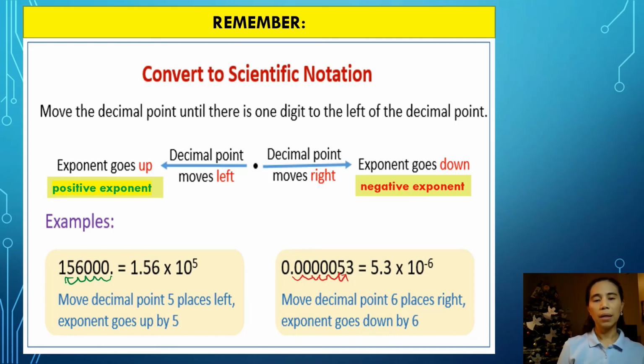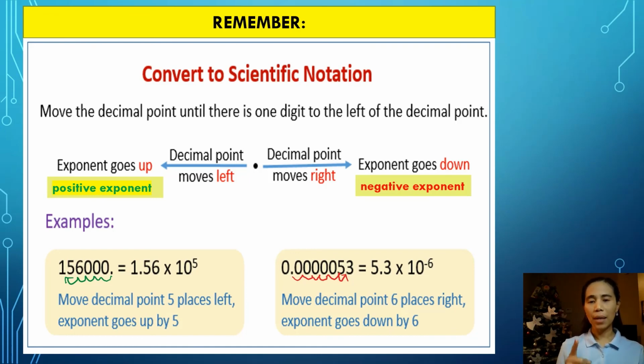And don't forget that we usually drop all the zeros. We only have to leave the non-zero digits, except when the 0 is between the non-zero digits, we still include that. But that would be another lesson, okay? Now, when the decimal point moves from left to right, the exponent goes down. And that means it will give you a negative exponent.